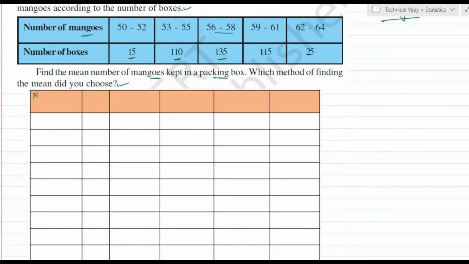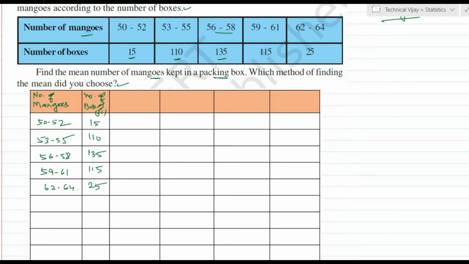Okay, this is number of mangoes. Here, number of boxes. This is frequency. And here I will write 50 to 52, 53 to 55, 56 to 58, 59 to 61, 62 to 64. Okay, only this he has given. Number of boxes here: 15, 110, 135, 115 and 25.